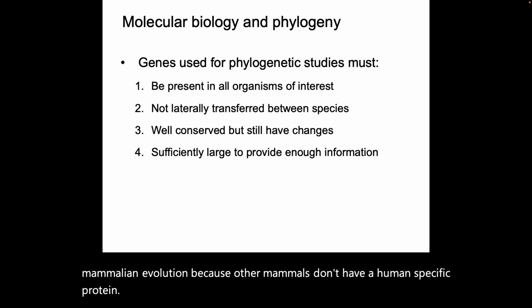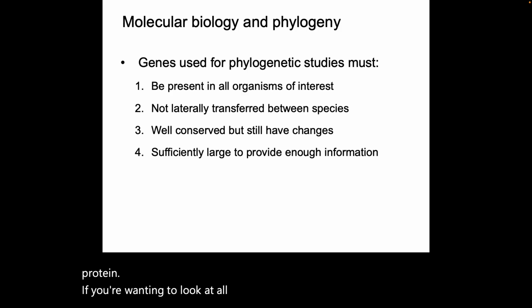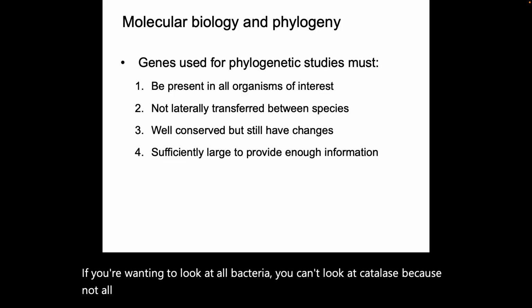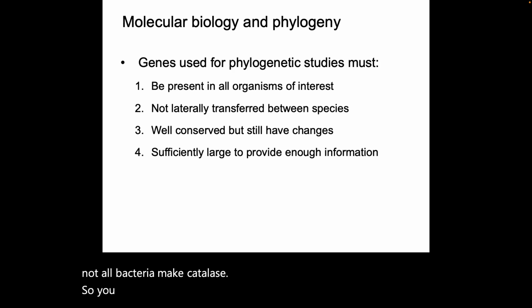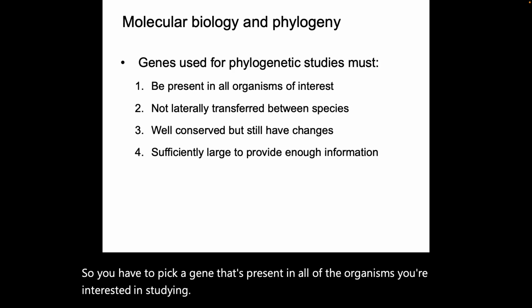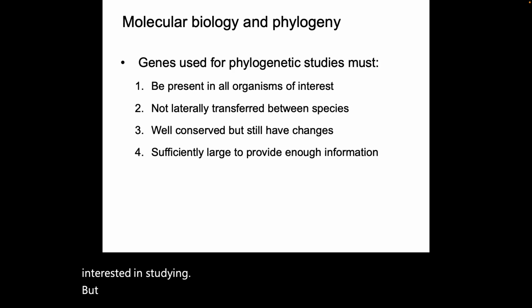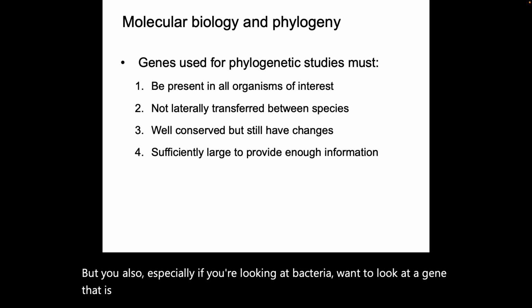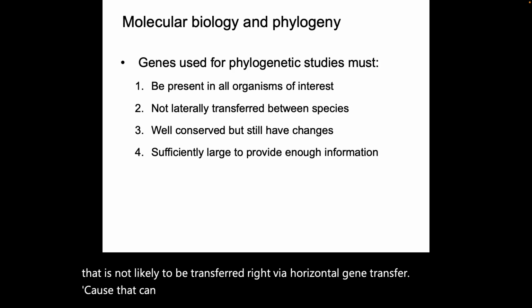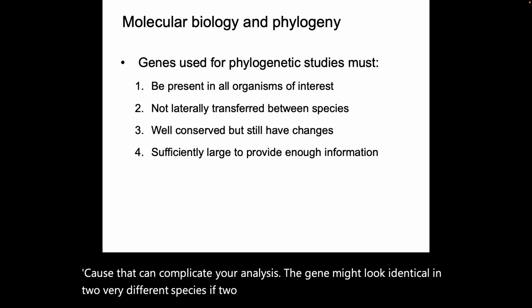If you're wanting to look at all bacteria, you can't look at catalase because not all bacteria make catalase. So you have to pick a gene that's present in all of the organisms you're interested in studying. But especially if you're looking at bacteria, you also want a gene that is not likely to be transferred via horizontal gene transfer, because that can complicate your analysis. The gene might look identical in two very different species if they have shared the gene.